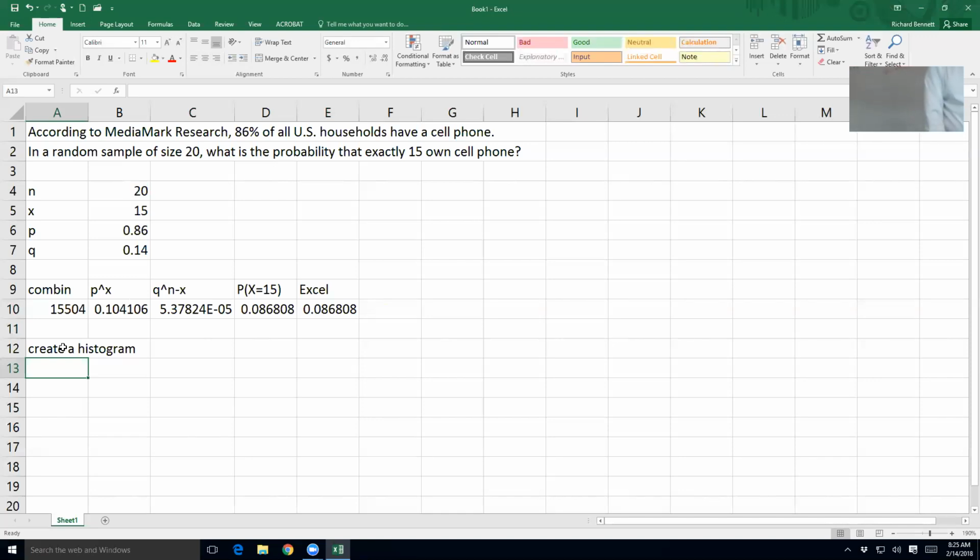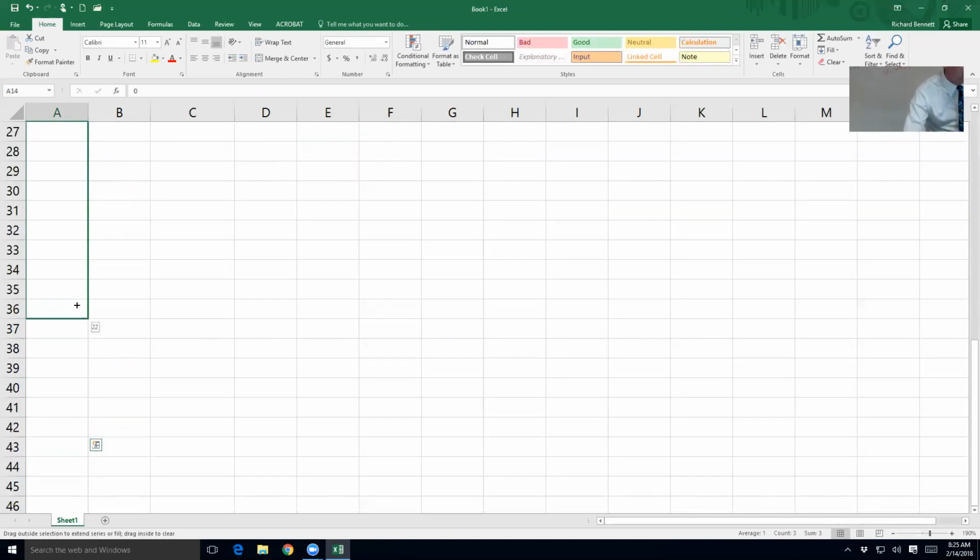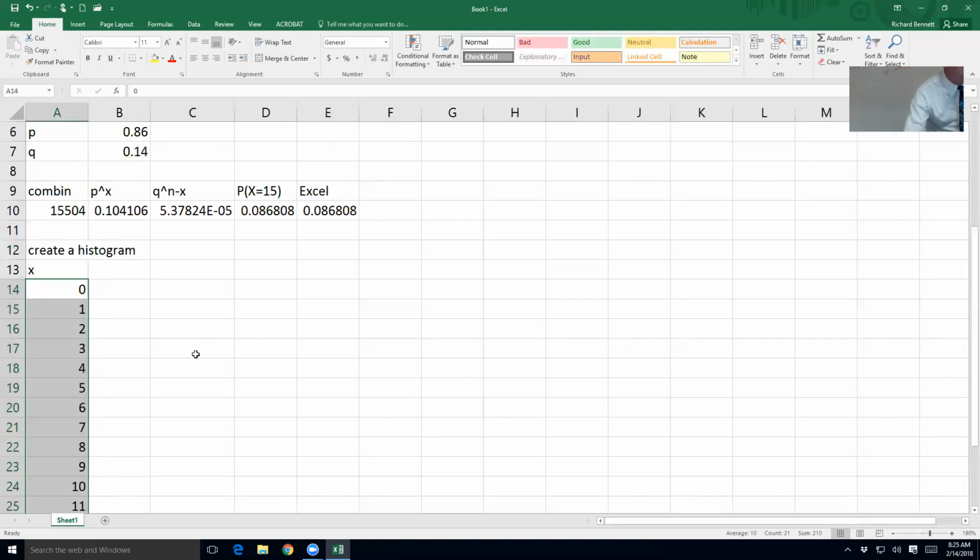So I'm going to put my x here. My x is going to be 0, 1, 2, all the way down to 20. 20 is right there. Now I need to find the probability.